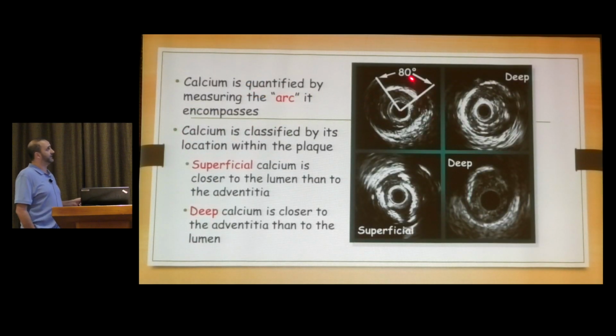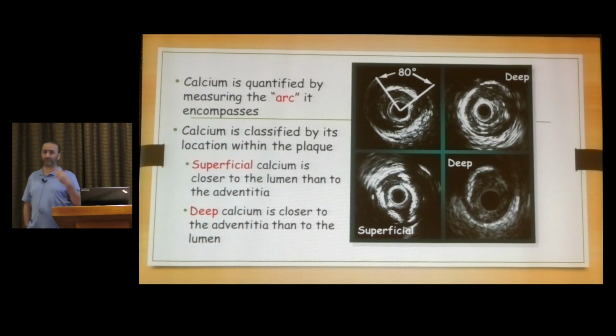Then calcium, we need to quantify calcium by the degree, the arc, how much calcium we have. Is it 80 degrees, 180 degrees, 270, or 360, like the example we did before? And that has to do with us before we do angioplasty and put stents. We need to know we need to modify our lesion.